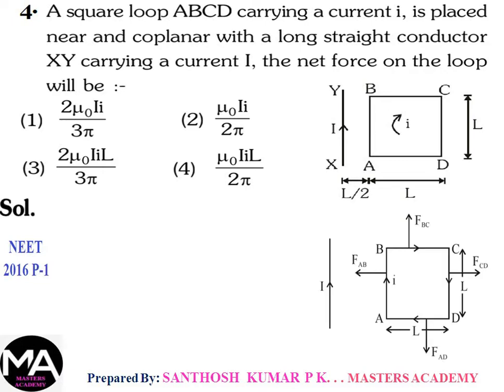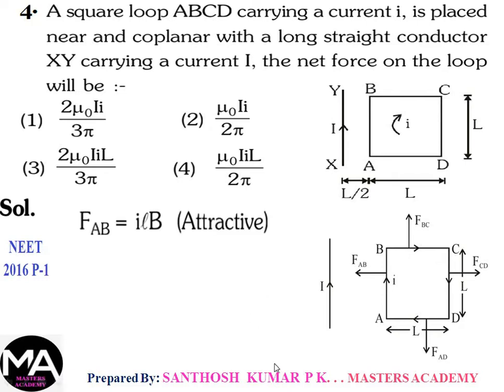So solution: here since the current is in this direction, for A to B the force will be acting towards the conductor XY. For BC, FBC is outwards, for CD, FCD is outwards like this, and for D to A, FAD is also, the force is as shown here.